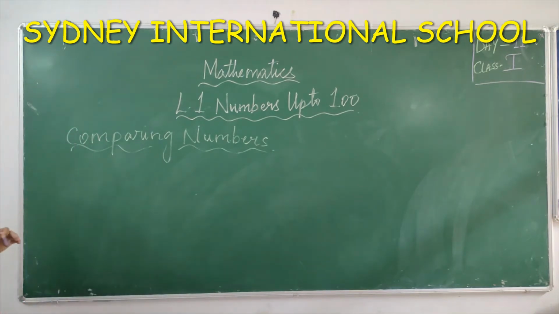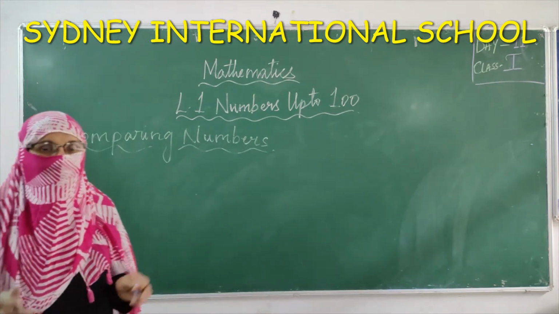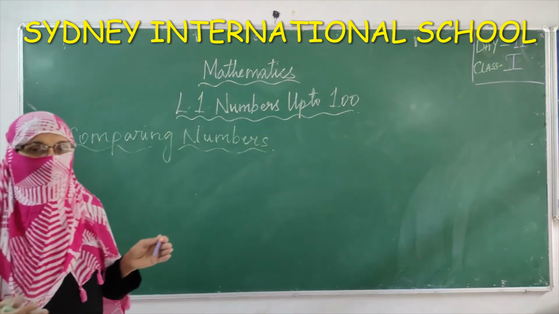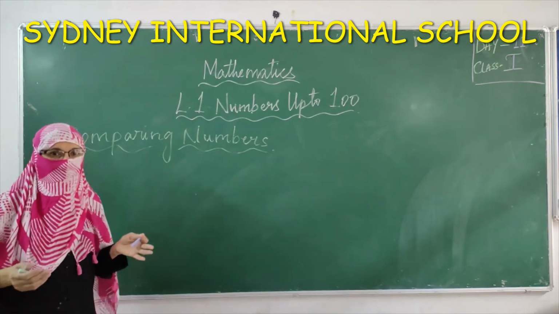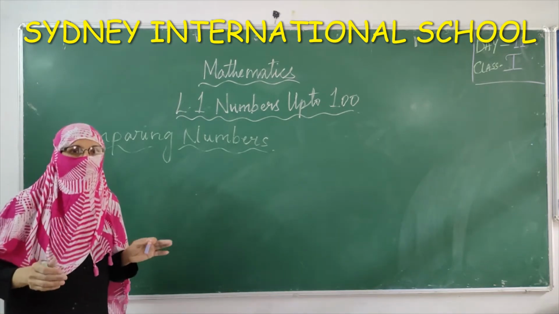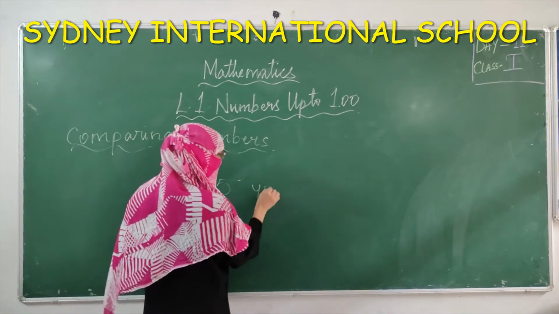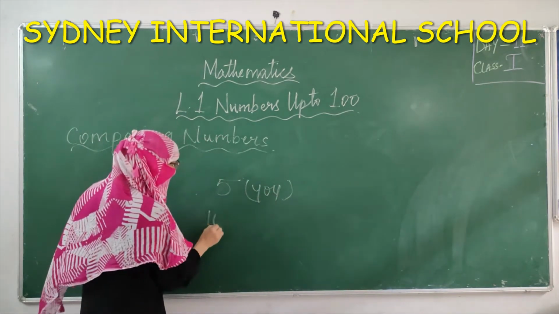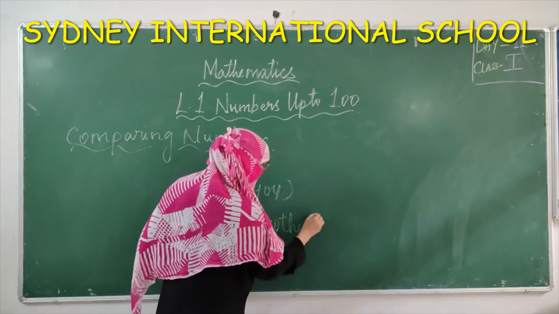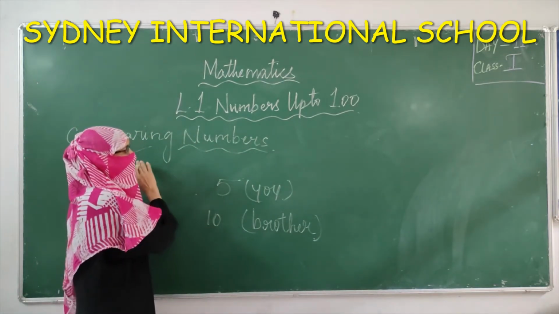So in order to compare numbers, or to compare anything, we need two things. I cannot take one girl and compare it. I cannot take one thing and compare it. So in order to compare, I need two things. Now, suppose you and your brother. Your mother gave 5 rupees to you and 10 rupees to your brother, who is elder than you. Now I am comparing these two numbers. What am I doing? Comparing.